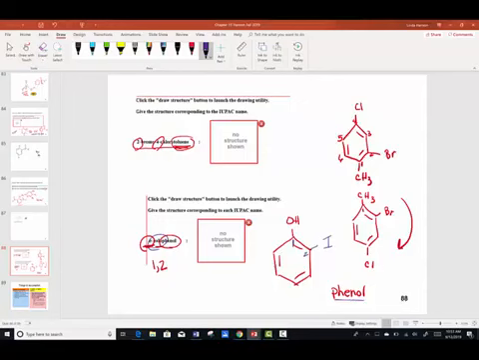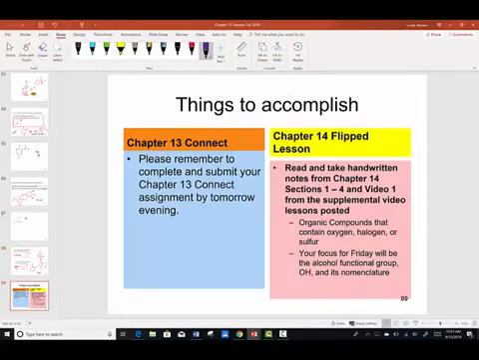ortho-iodophenol. So I hope this has helped you as you work to master your Chapter 13 lessons. I know you're working on your Connect homework due tonight since I'm making this video on Thursday morning. And I hope you found it helpful. Remember, tomorrow in class, we're looking at some alcohol nomenclature, and you'll prepare there.